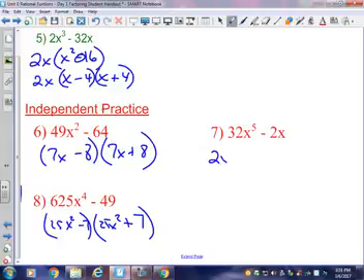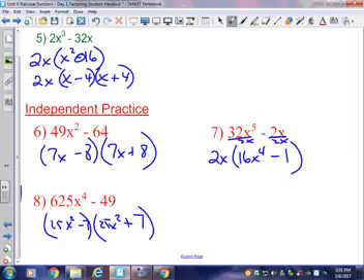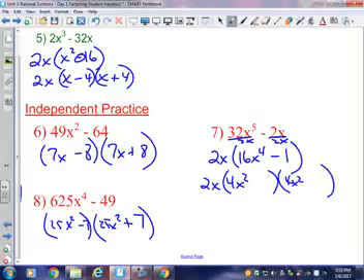And this one I need to take a 2x out and get 16x to the 4th minus 1, because remember, you're dividing by 2x when you take out a GCF, and 2 divided by 2 is 1. It doesn't drop out, it's 1. Then you say 4x squared times 4x squared makes 16x to the 4th. 1 times 1 makes 1, and a negative times a positive makes it work.